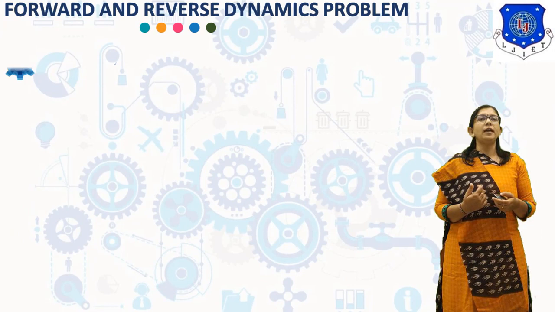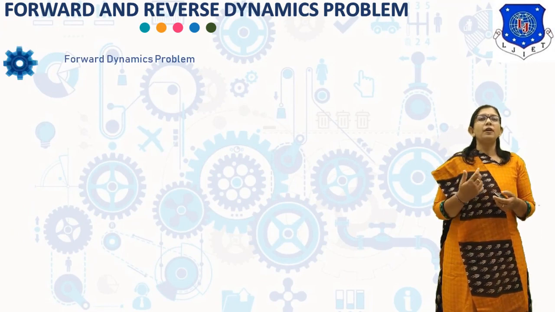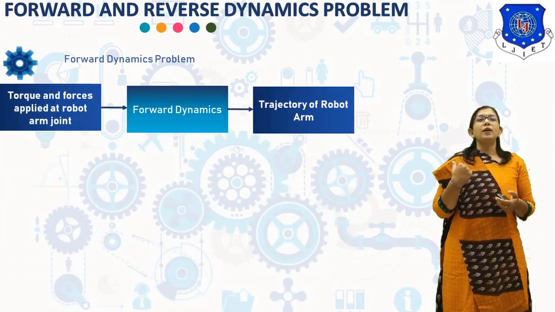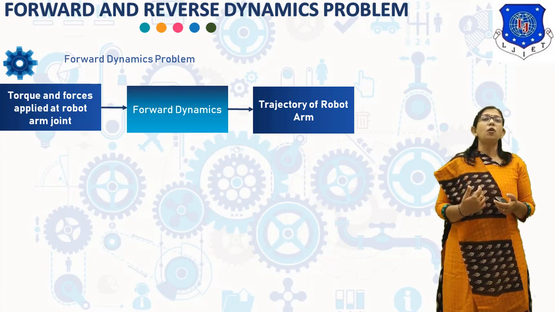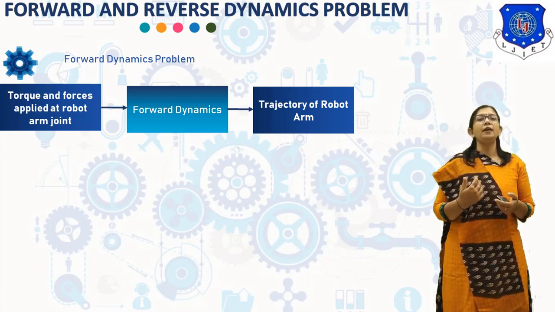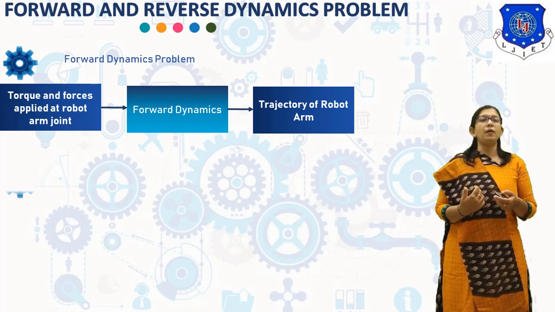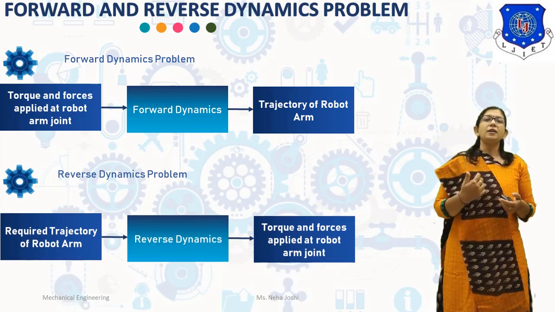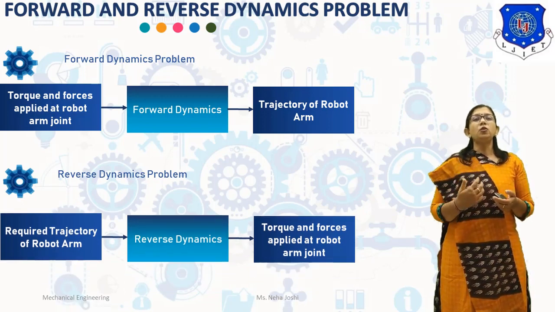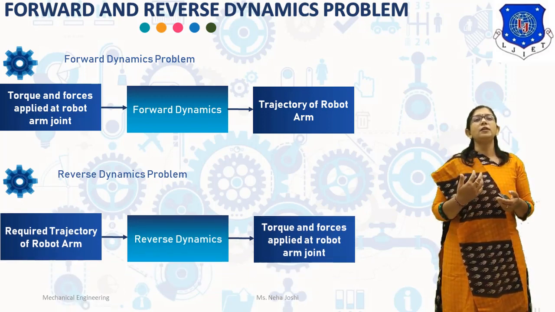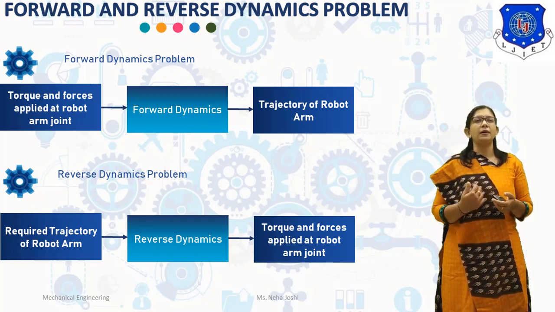Now what is forward dynamic problem? In forward dynamic problem, as you can see in the figure, trajectory of the robotic arm is determined from the known force and torque applied at the robot arm joints. Now what is reverse dynamic problem? In reverse dynamic problem, the actuator torques and force required to generate the desired trajectory of the robot arm are determined.